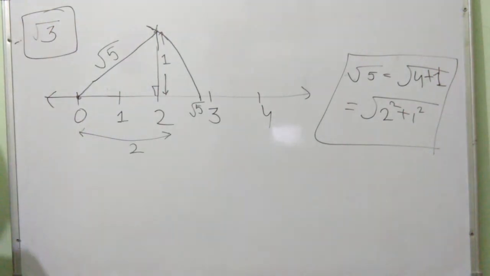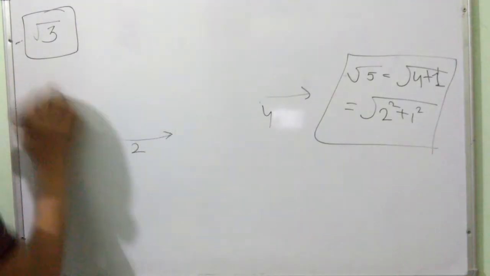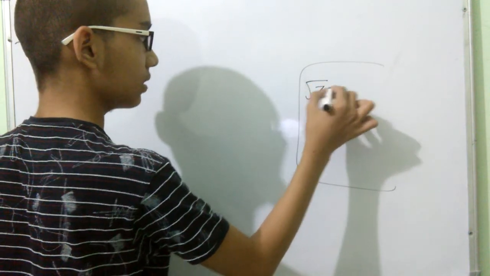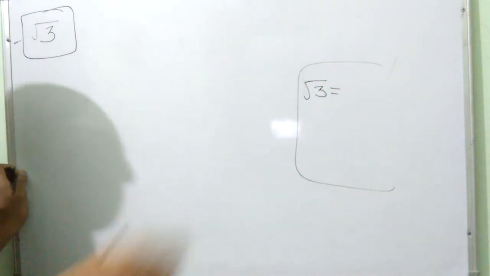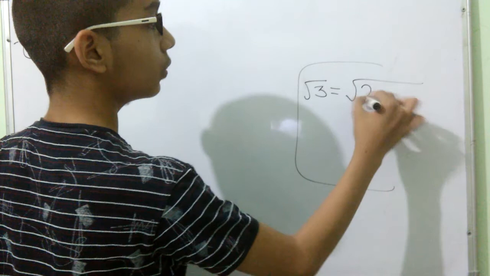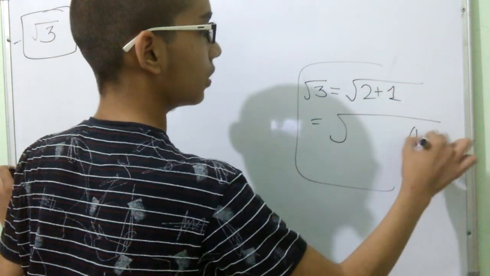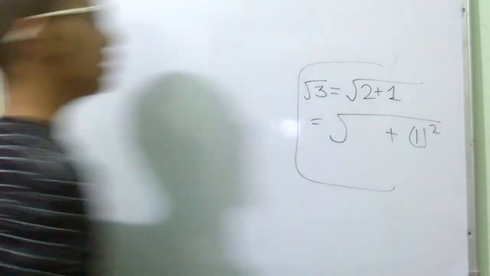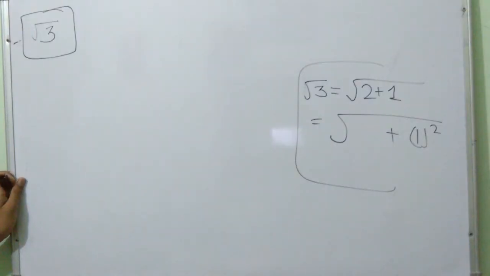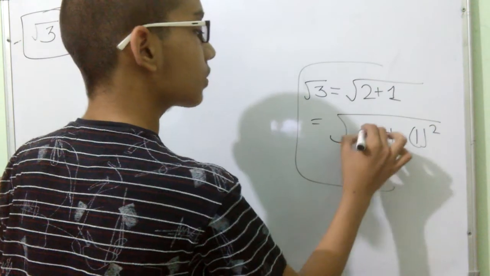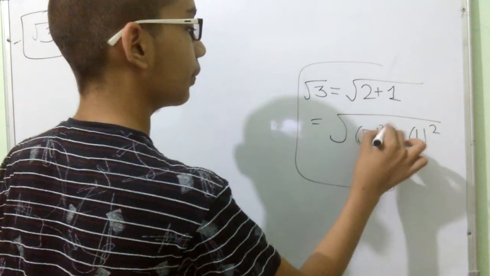Okay, students. Now let's learn how to represent root 3. To represent root 3 on the number line, what to do? Firstly, look here. Root 3 means, now what should be its factors? Under root 2 plus 1. See, 1 is the square of 1, but 2 is the square of which number? Yes, 2 is the square of under root of 2.